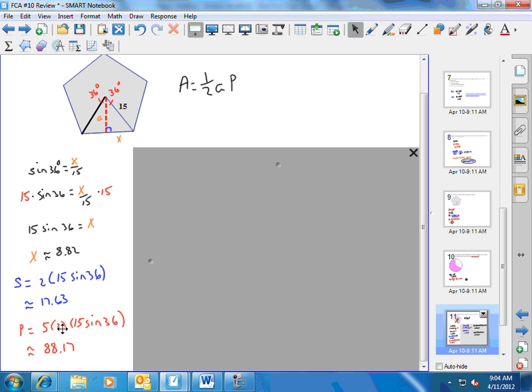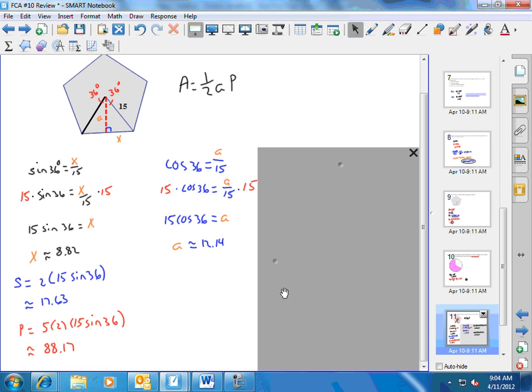Or 2 times 15 sine 36 again represents a side length, and I've got 5 of those. So I can also represent the perimeter as 5 times 2, which is 10 times 15, which is 150. I can also represent it as 150 sine 36. All right, so we've got the perimeter.